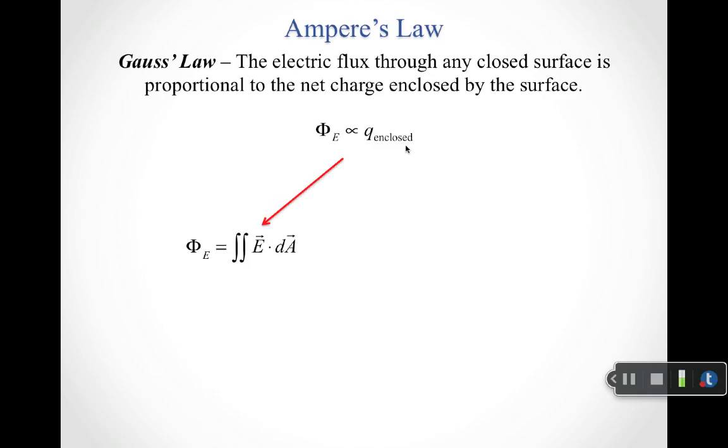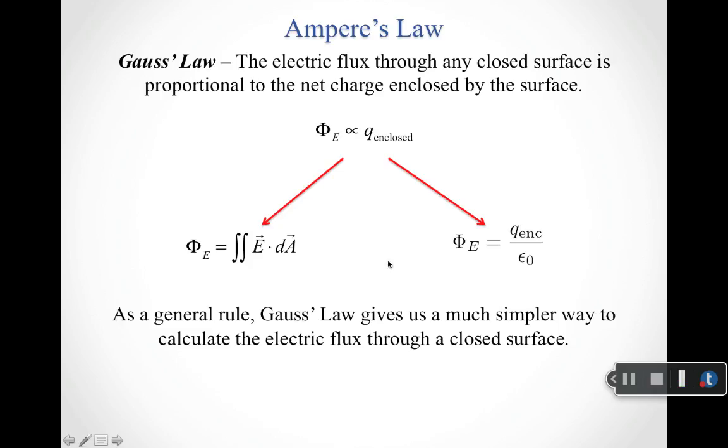And we said there's sort of two pieces to this. One is that we know that we can calculate the net electric flux through this double integral as E dot dA over some surface. And so when we combine these, Gauss's law says that the electric flux is equal to Q enclosed over epsilon naught. So that's the specific way in which these two things are proportional to each other.